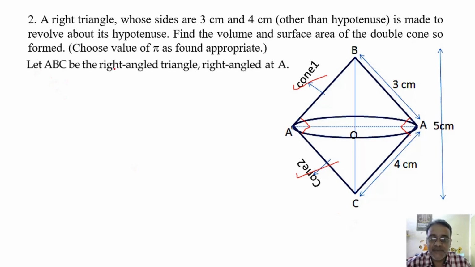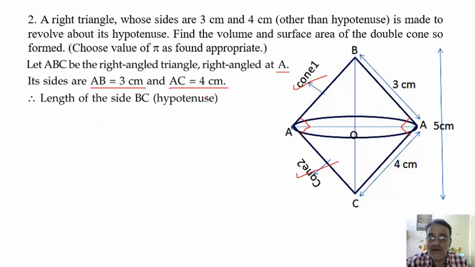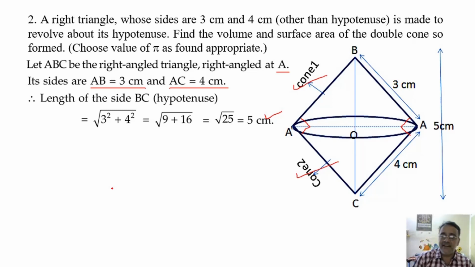So let ABC be the right angle triangle, right angled at A. Its sides are AB equals 3 centimeter and AC equals 4 centimeter. And the length of the hypotenuse, that is BC, equals root over 3 square plus 4 square. So 9 plus 16 is 25, and root 25 is 5. So we got the hypotenuse as 5 centimeter, that is BO plus OC. Now we need to find the radius.